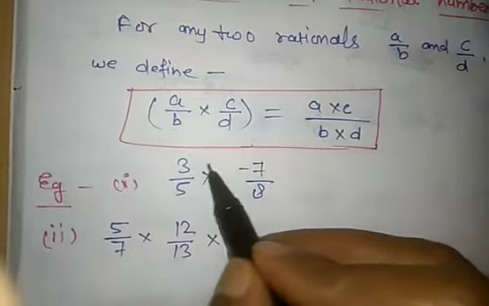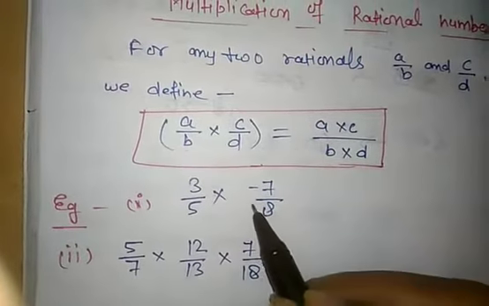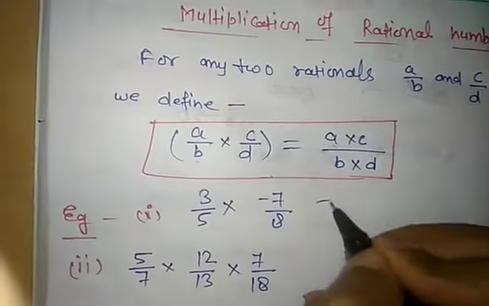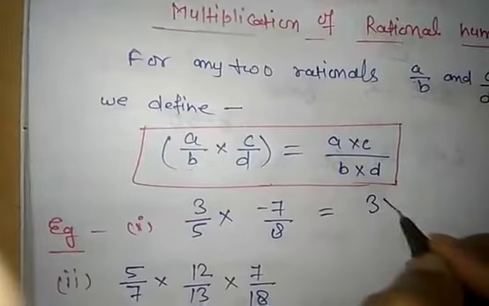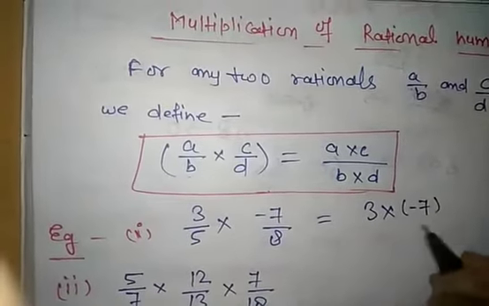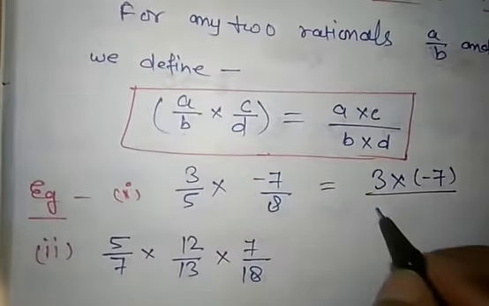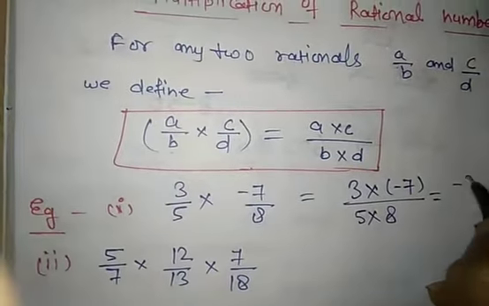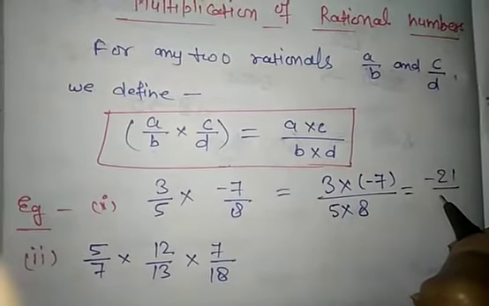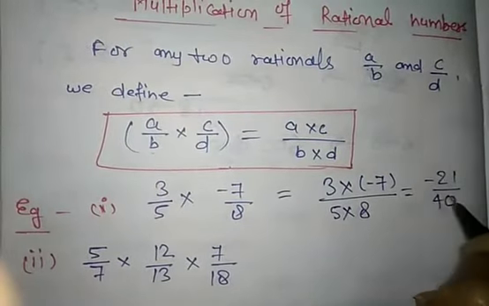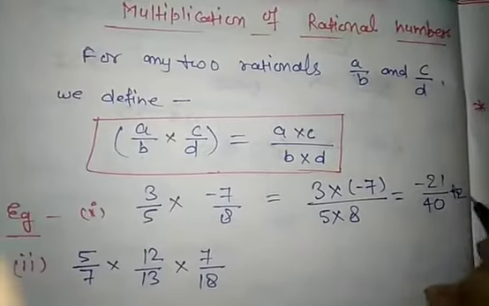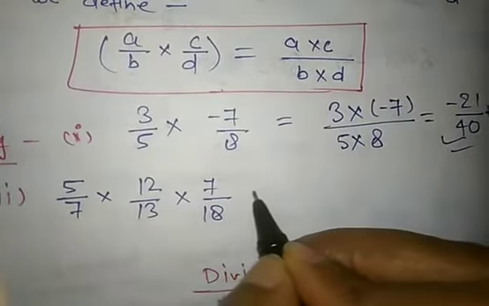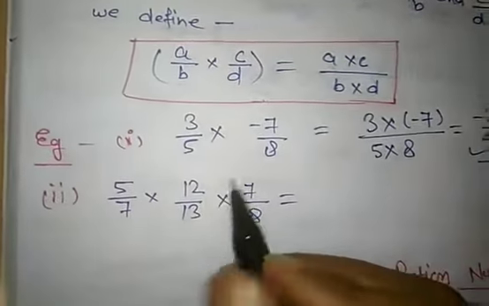For example, 3 by 5 into minus 7 by 8. For this we can solve it. 3 into minus 7 by 5 into 8. We get minus 21 by 40. This is your answer. And take another example for this.